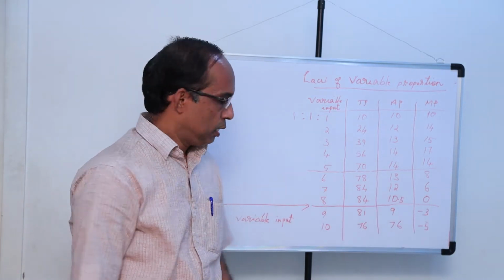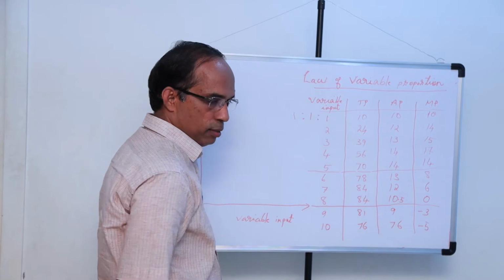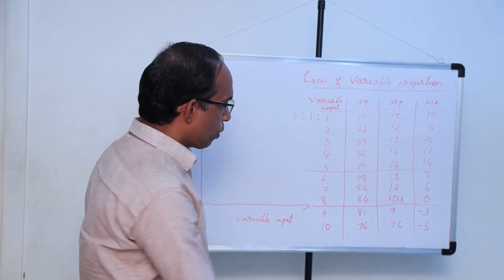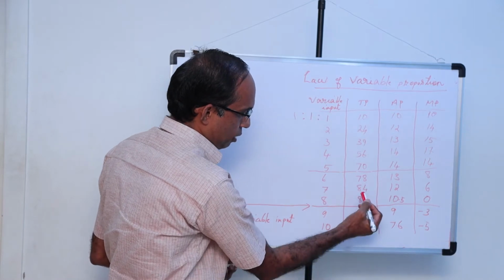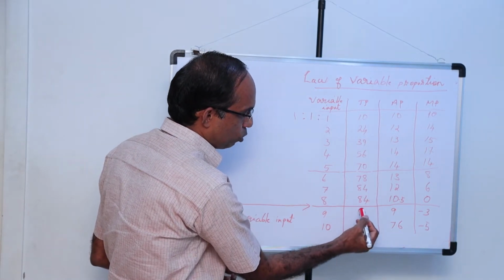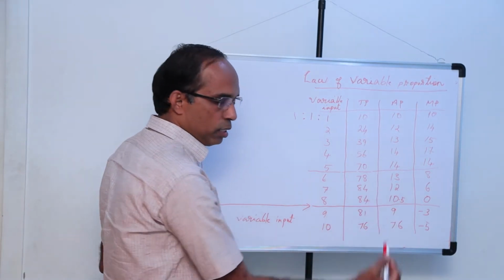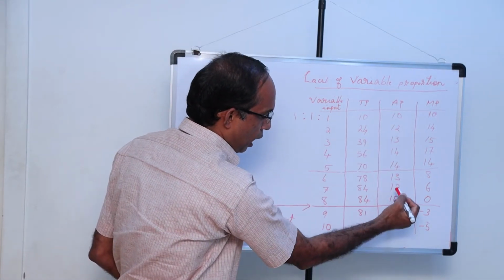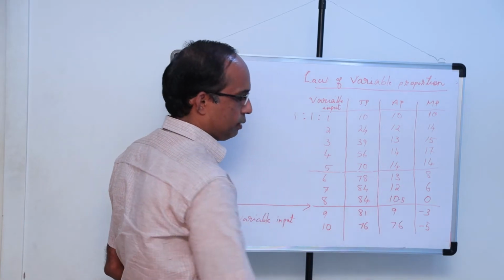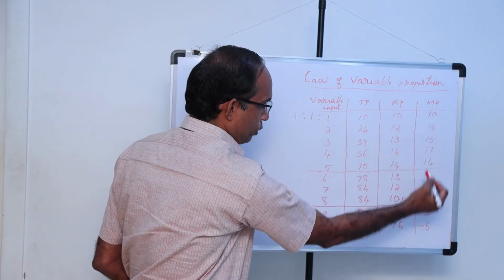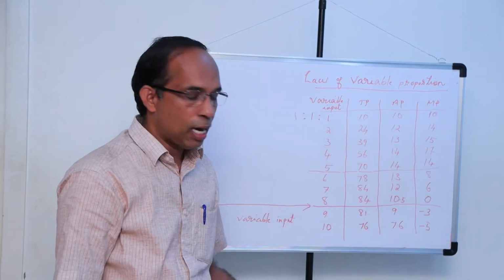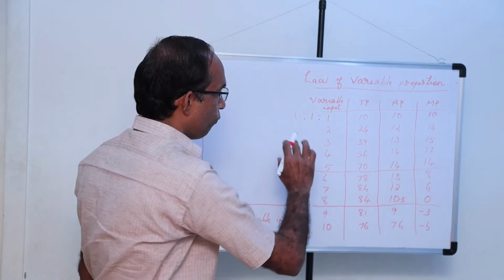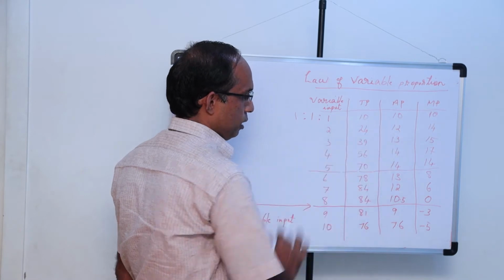Right. Then in the third stage, what happens to total product? Total product starts decreasing. From 84 it decreased to 81. Again it decreased to 76. Then what happens to average product? Average product is also decreasing. Then what happens to marginal product? Marginal product becomes negative. And these are the features of the three stages.